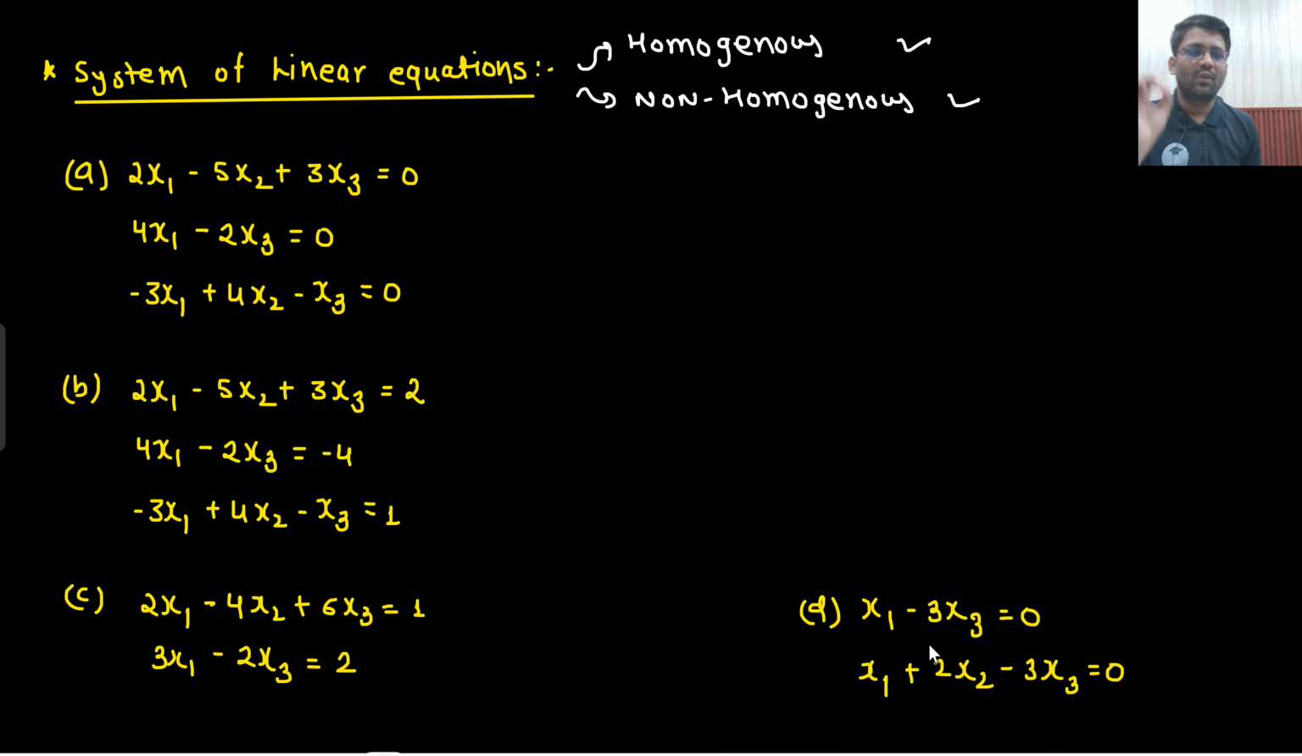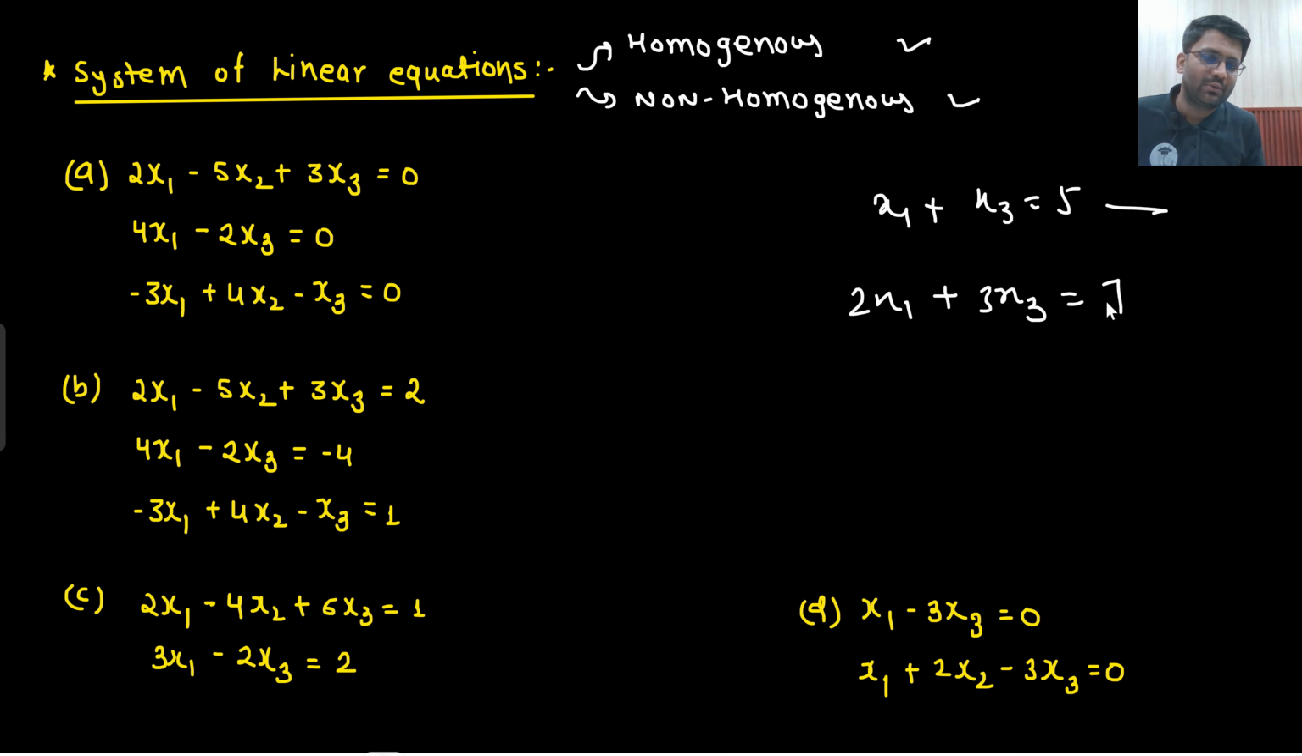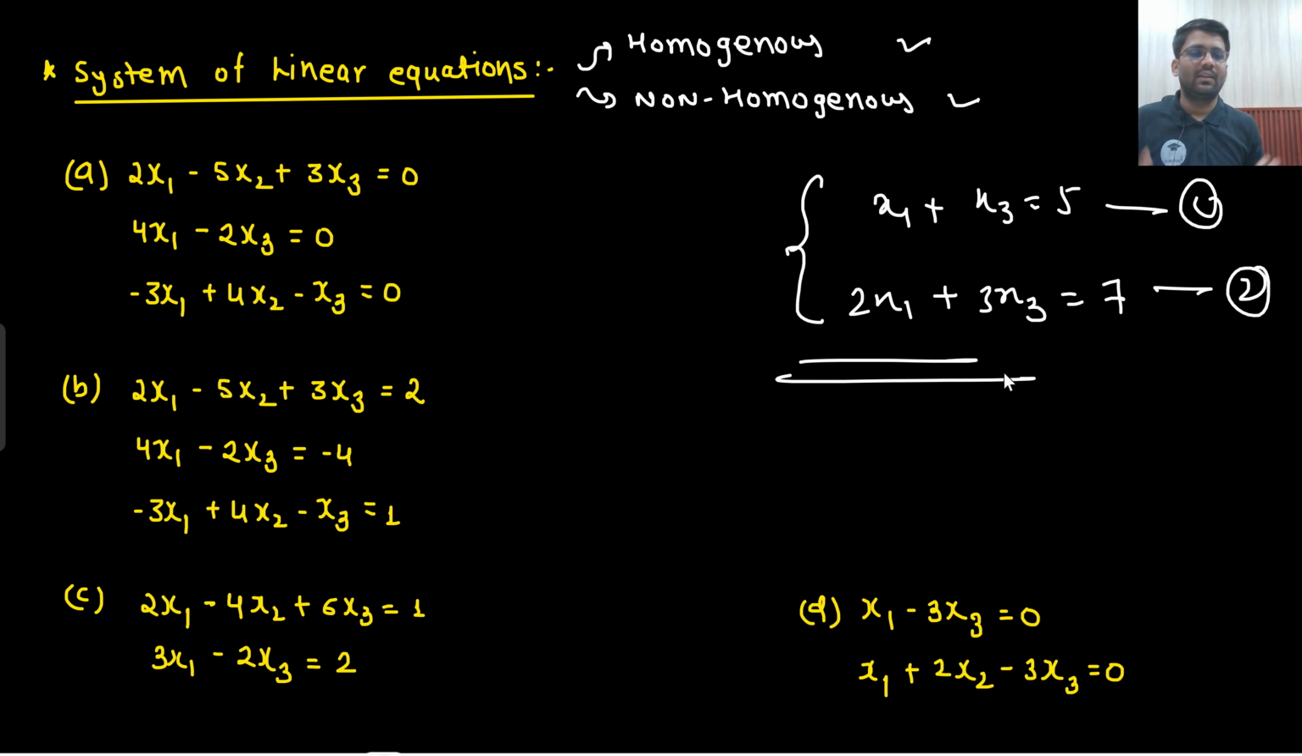But as of now, let's focus on the meaning of system of linear equations. Forget about this word linear for now. First, let me explain the meaning of system of equations. Let's say I'm writing down one equation, x1 plus x3 equals 5. This is one equation. Then the next equation, 2x1 plus 3x3 equals 7. This is another equation. If I consider both of the equations together, then it is known as a system of equations.